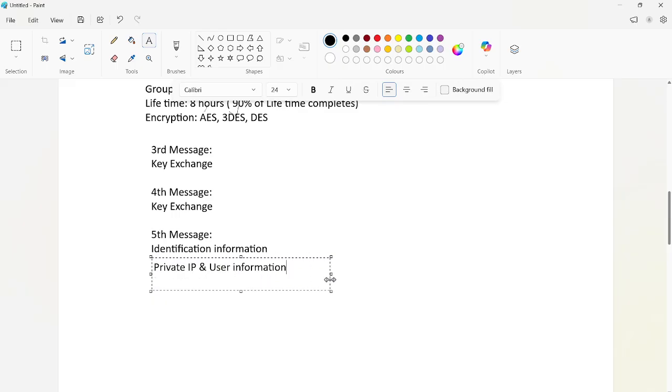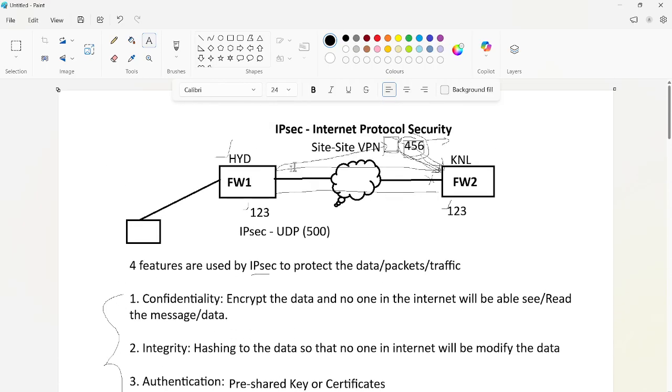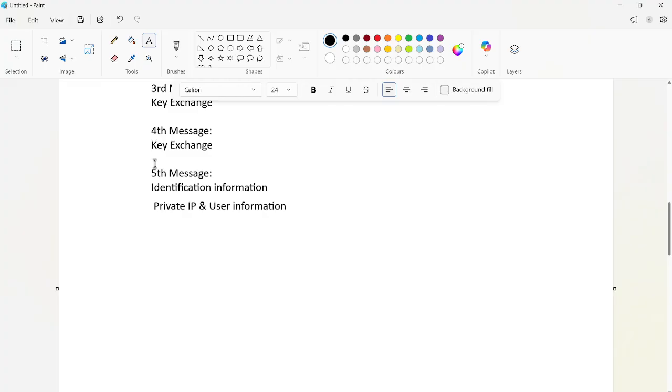Okay, so there may be a private IP or user information. And we are then sending private IP and user information, right? Whenever you are sending a private IP and information over the internet, we are mostly concerned about our private networks only. So in the main mode, the fifth and sixth messages are encrypted. Why? Because we are sharing our private, confidential information. That is the reason in the main mode, the fifth and sixth messages are encrypted.